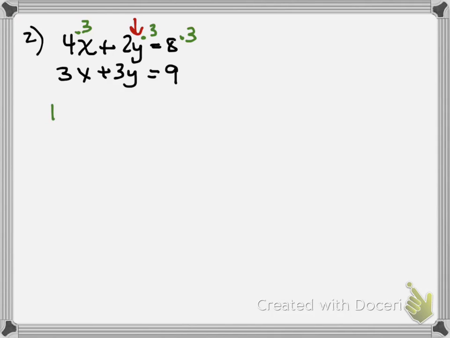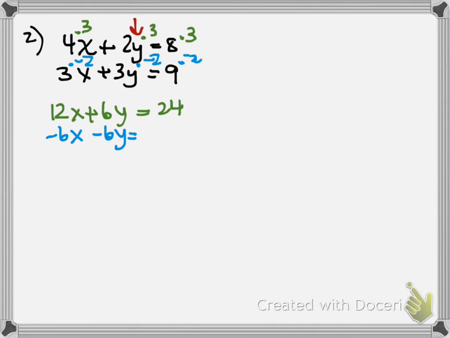This is going to give me 12x plus 6y equals 24. All right, what am I going to multiply the bottom by? -2. Okay, not -4, that won't match up my y's. I was -2, well, you can't do the other one. We already made this commitment. So we get -6x minus 6y equals -18.